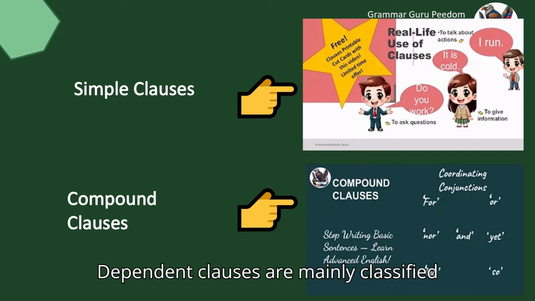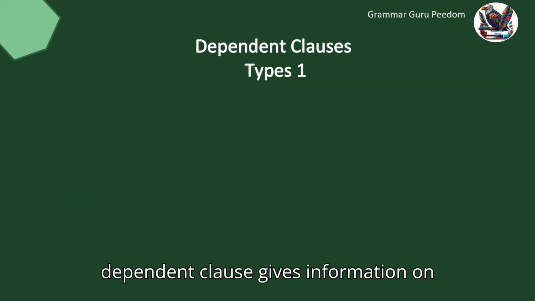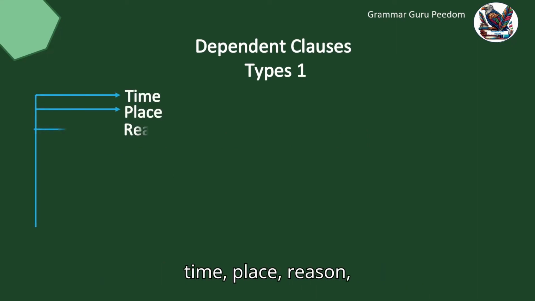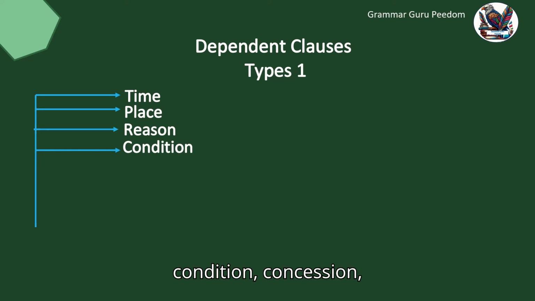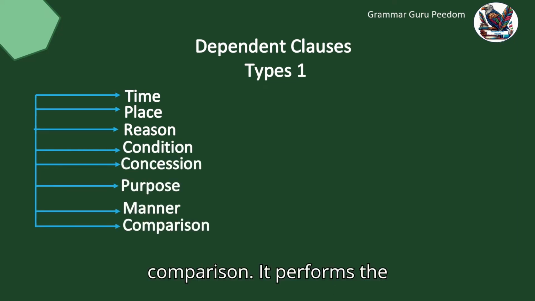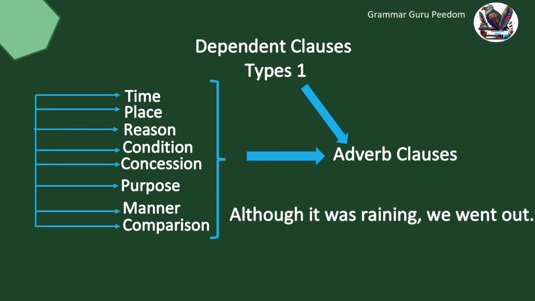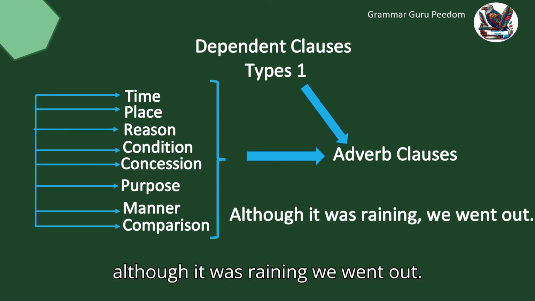Dependent clauses are mainly classified into three types. If a dependent clause gives information on time, place, reason, condition, concession, purpose, manner, or comparison, it performs the function of an adverb. Hence, it's an adverb clause. An example is: although it was raining, we went out.